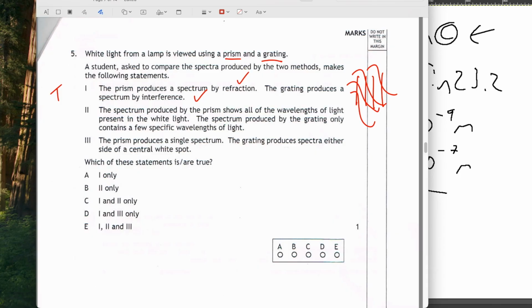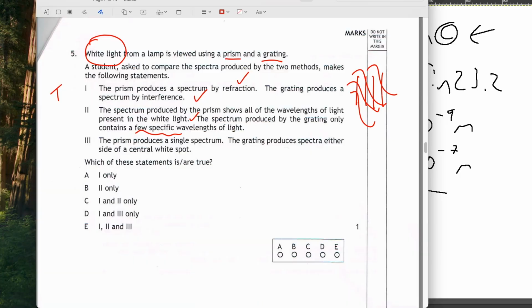Number 2, the spectrum produced by the prism shows all of the wavelengths of light present in the white light. Sounds good. The spectrum produced by the grating only contains a few specific wavelengths of light. Really? But it's white light we're shining through it. We're not shining a sodium lamp through it. Remember we did that experiment with lots of salts, where we set them on fire and they had different colours? We looked at them through spectroscopes and saw just a few lines. But this is white light, so this is a big nasty false.